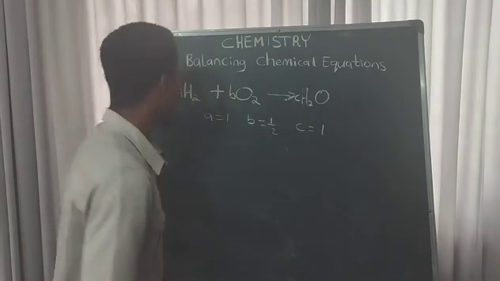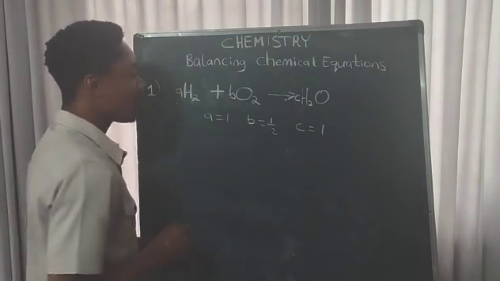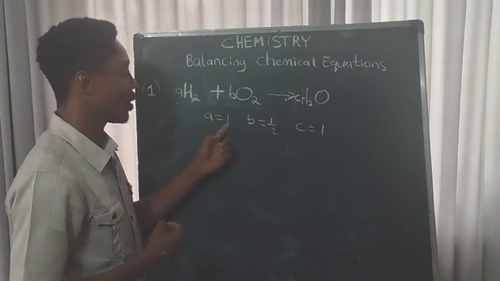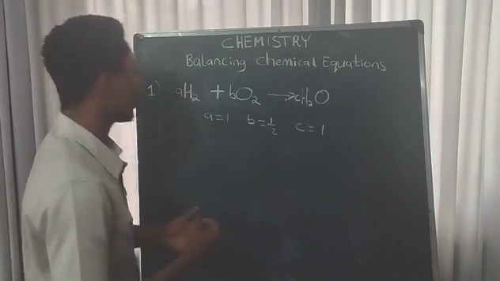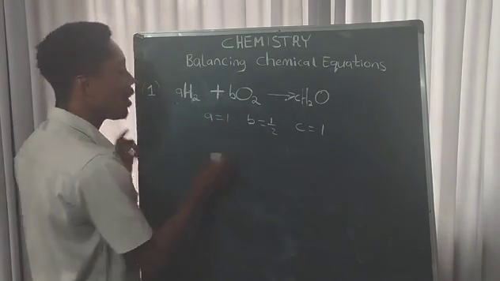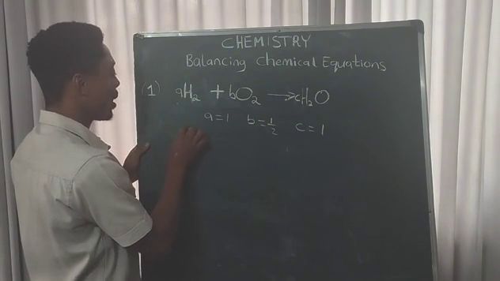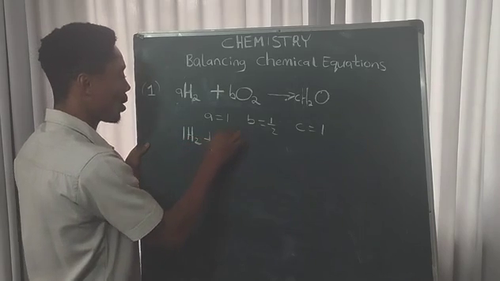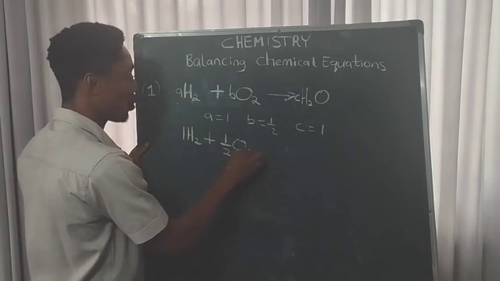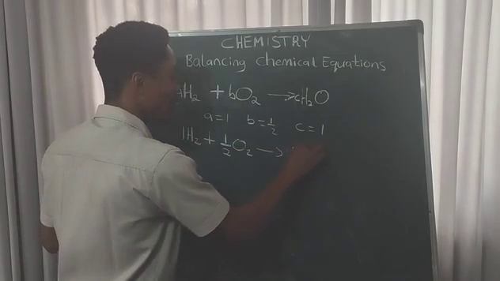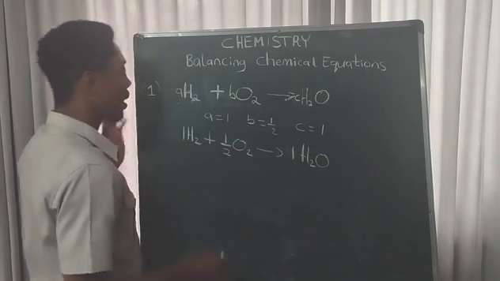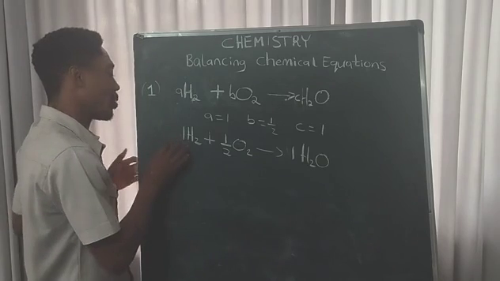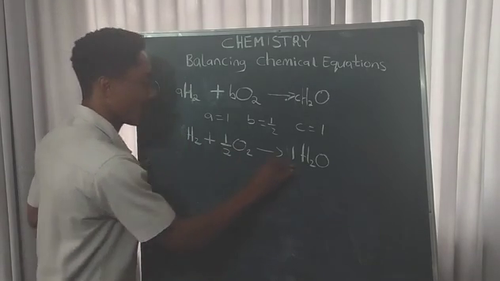Let's continue. All right. So we arrived at the conclusion that the value of A is 1, B is half, and C is 1. But when we put this into the equation, you can see that this is like saying 1 H2 plus 1 over 2 O2, giving you 1 H2O. Now this one is invisible. It's not necessary you put this one, but just to let you know.